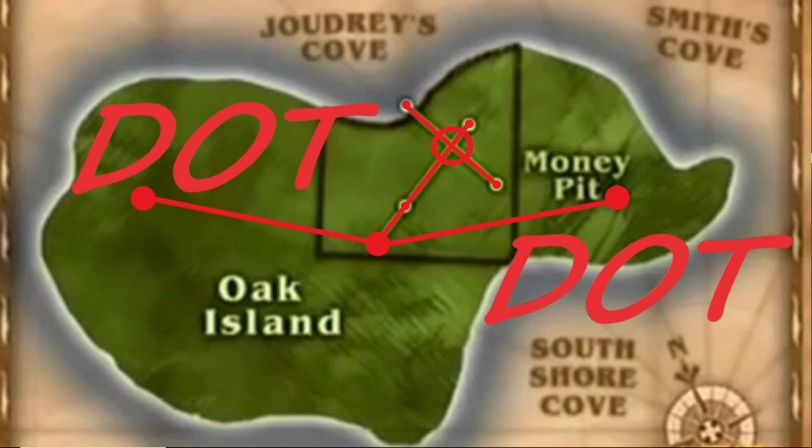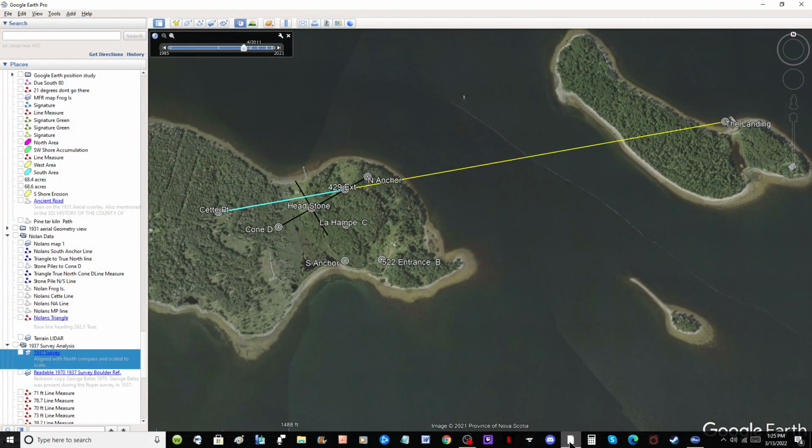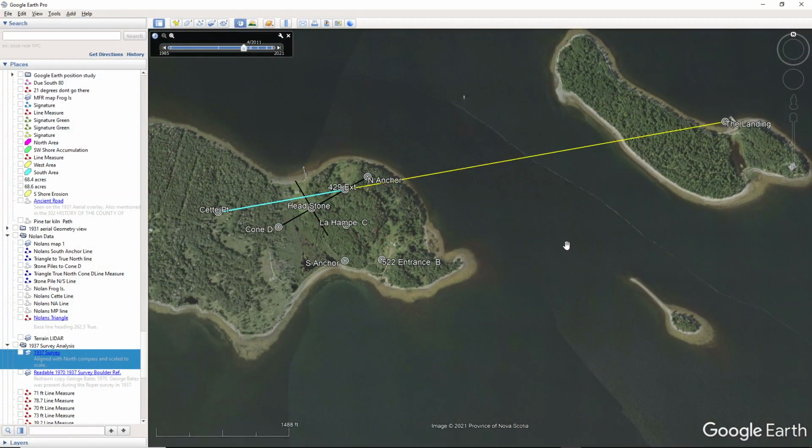Today, I got some amazing things I want to show you. Some new evidence on how the vault theory is confirmed through two documents: the map of the rocks on Oak Island by Fred Nolan and the 1937 survey. So let's go to Google Earth, and I will show you right now.